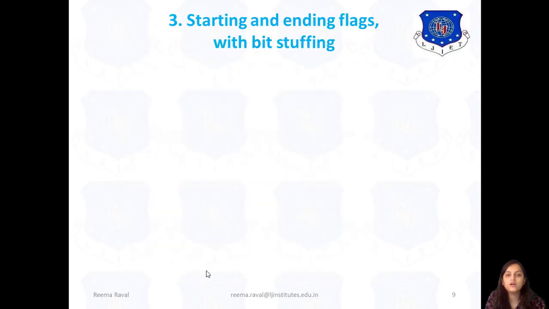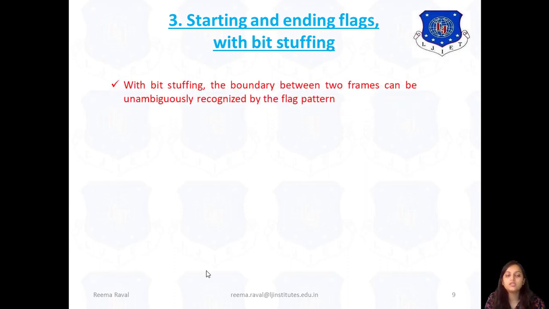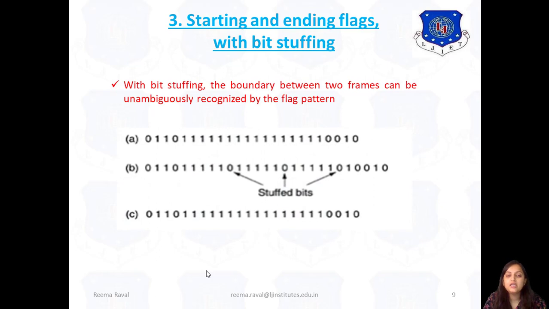Now the next method, the third, is starting and ending flags with bit stuffing. So here the third method is bit stuffing. With bit stuffing, the boundary between two frames can be recognized by the flag pattern. Here a pattern with five continuous ones is stuffed with a 0 bit. Let us consider an example. As you can see in number A, these are the transmitted bits. Whenever the transmission detects five consecutive ones, it will stuff a 0 bit.